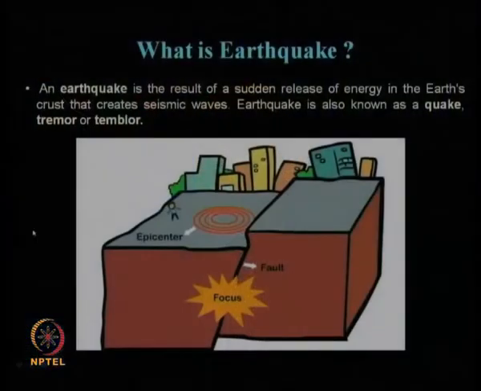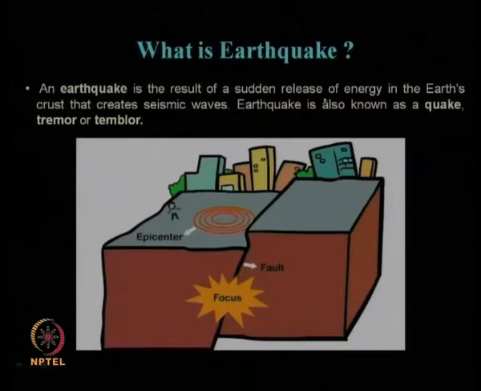If we go to the basic definition of earthquake as far as seismology or engineering seismology is concerned, let us look at this picture. So, what is an earthquake? An earthquake is the result of a sudden release of energy in the earth's crust that creates seismic waves. An earthquake is also known as a quake, tremor or trembler. These are the various alternative terms used for earthquake.